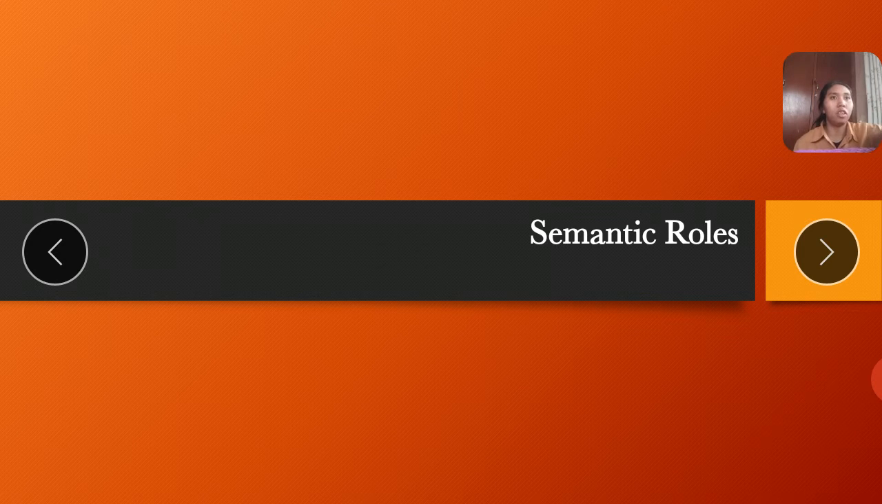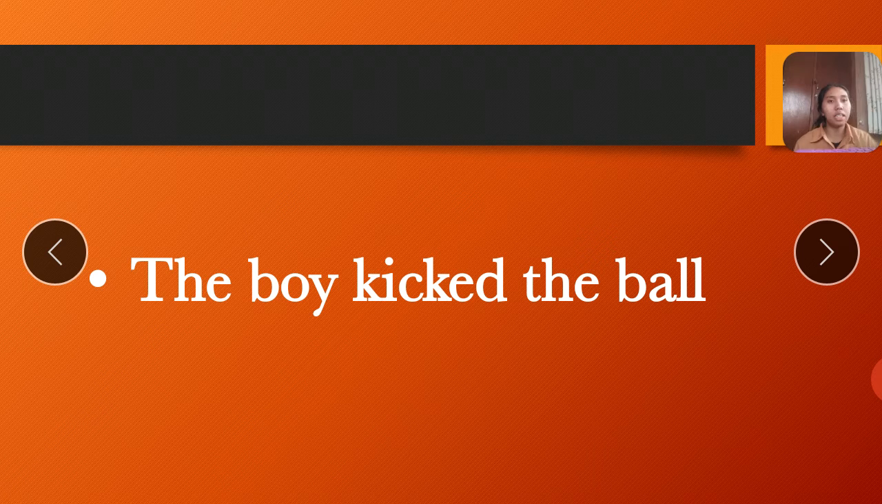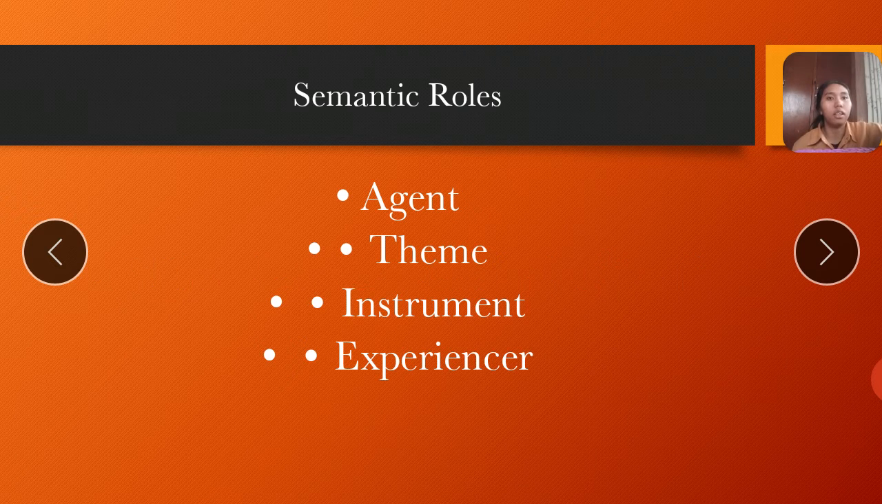And then for the semantic roles, instead of thinking of words as containers of meaning, we can look at the roles they play. This is the semantic roles. For example, "The boy kicked the ball." We can see in the slide the example sentence, "The boy kicked the ball."